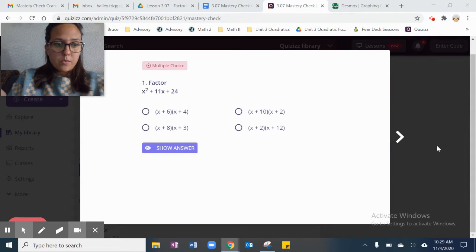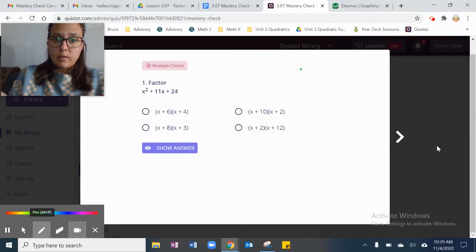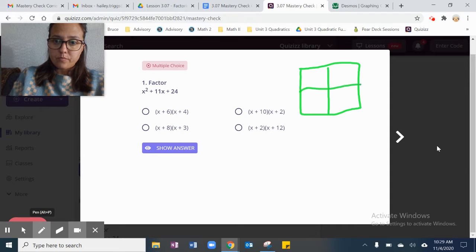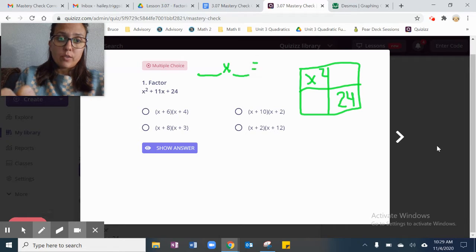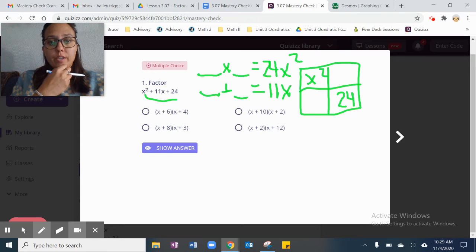Factor. So first we will draw our box and put x squared here, 24 here. So we want to figure out what multiplies to 24x squared, right? And then what adds to 11x. So we are going to look at the factors of 24.